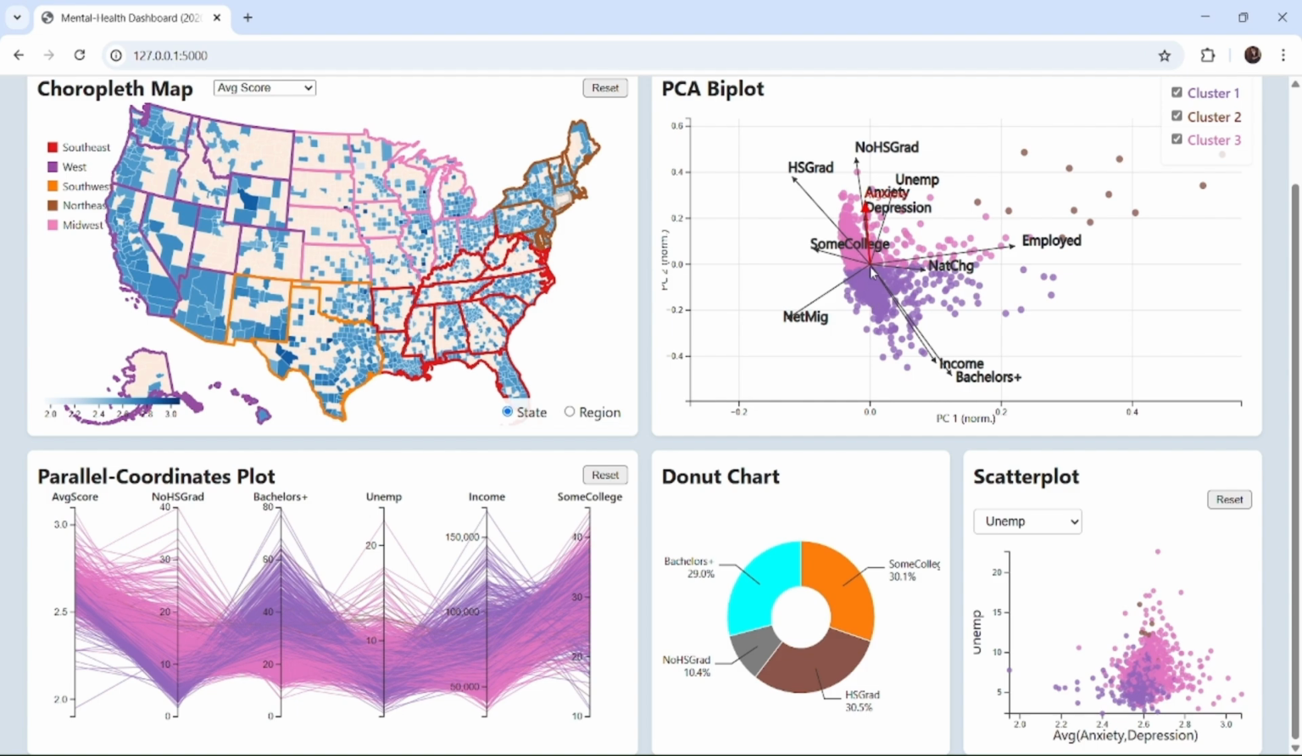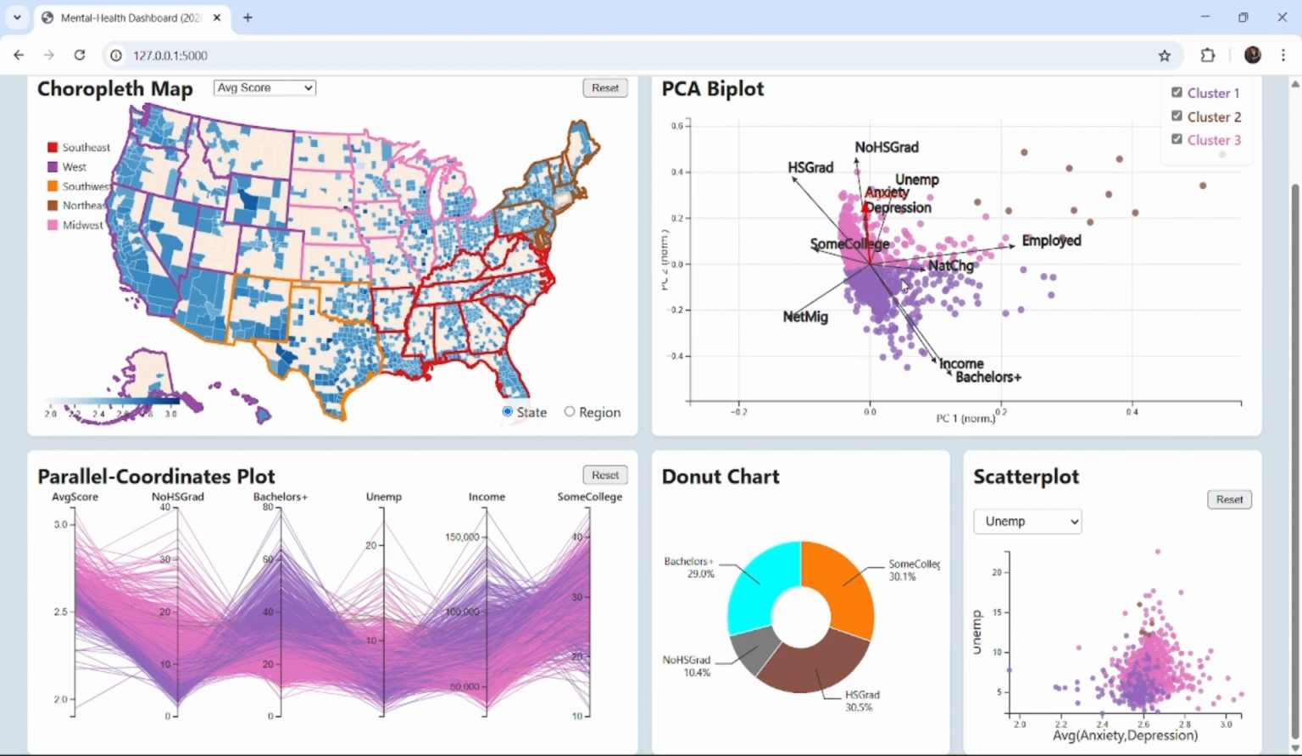Then, in the opposite direction, we have income and bachelor's plus. Income means median household income, and bachelor's plus means percentage of population that have at least a bachelor's degree. This means these two variables negatively correlate with the average depression and anxiety score. These are the variables that are of the most importance to us.